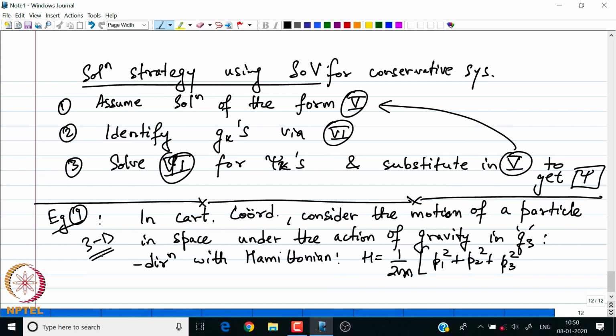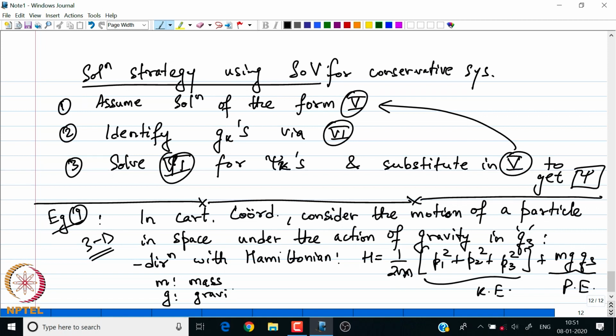So, this is my kinetic energy, plus the potential energy, which is given by mg q3, where my mass is m, g is my gravitation constant, and q1, q2, q3 make their own sense.